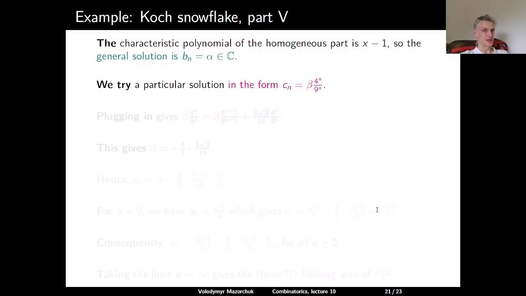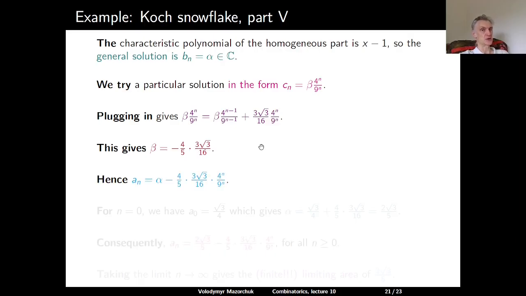Let us try to find a particular solution. Now here we don't have a polynomial term, we have a term which looks like something raised to power n. So let's try to find a solution in the form c_n is equal to beta times 4 divided by 9 to the power n. If we plug this into our recursion, we get beta times 4 divided by 9 to the power n is equal to beta times 4 divided by 9 to the power n minus 1 plus our term 3 square root of 3 divided by 16, 4 divided by 9 to the power n. And this we can solve and get that beta is equal to minus 4 divided by 5 times 3 square root of 3 divided by 16.